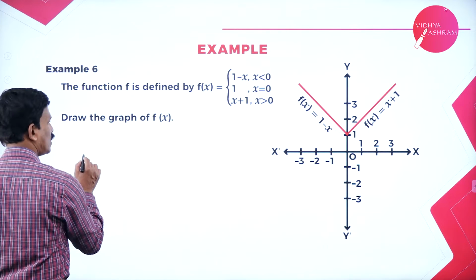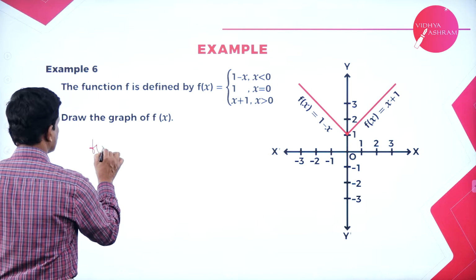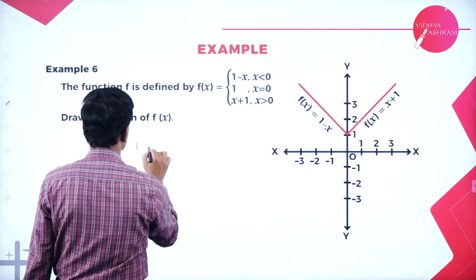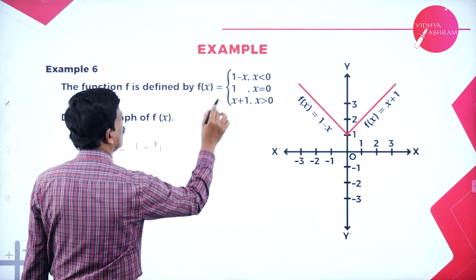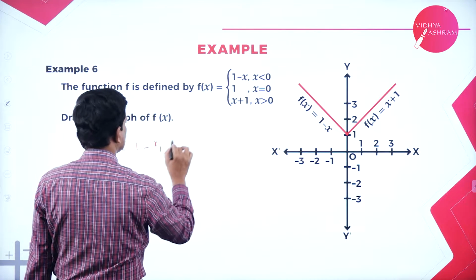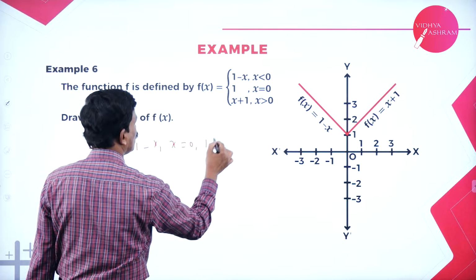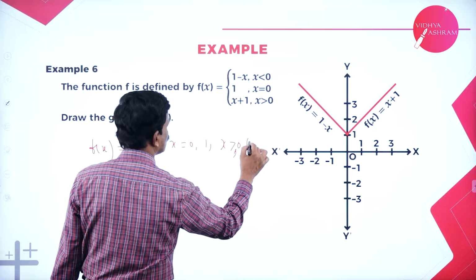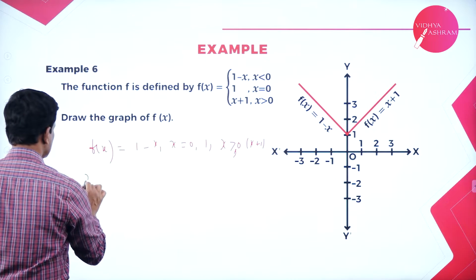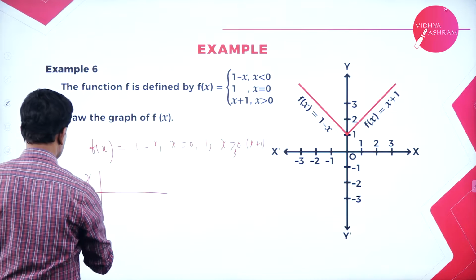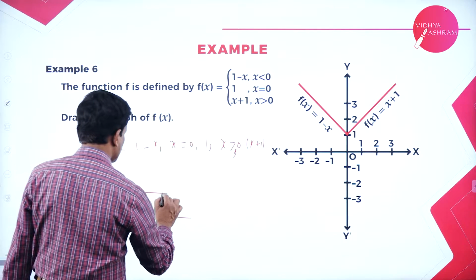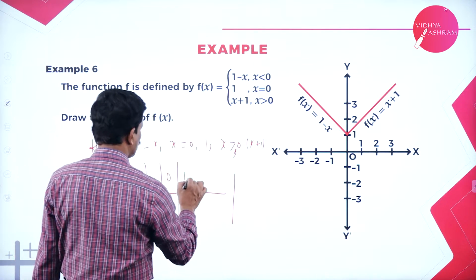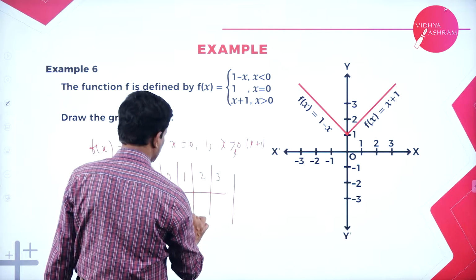Now let us define the values for this. Now let us find the values of f of x. What is given here? f of x is given to be 1 minus x when x is less than 0. And when x is equal to 0, f of x is 1, and when x is greater than 0, f of x is equal to x plus 1. Now let us draw a table connecting these values x and f of x. Let us take the values of x as 0, 1, 2 and 3.